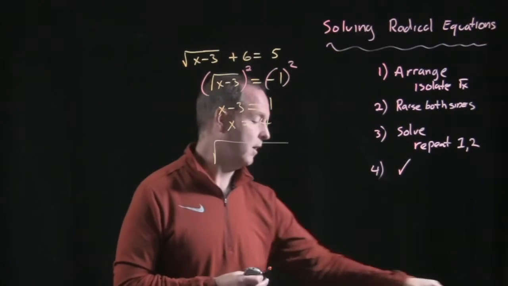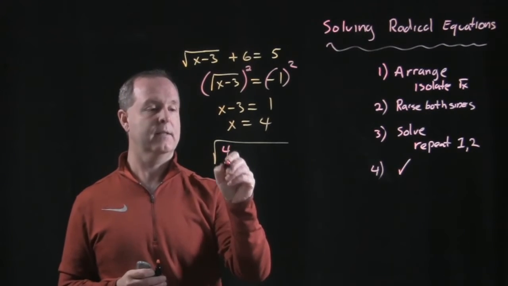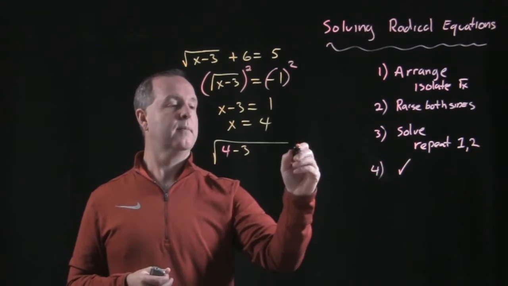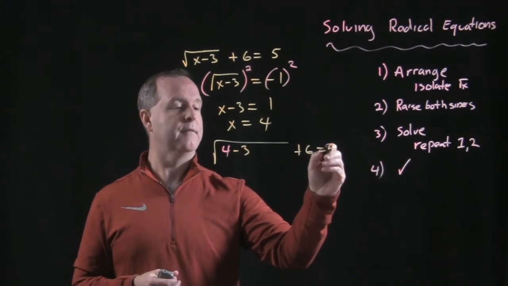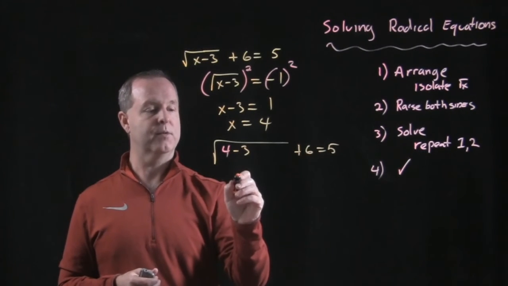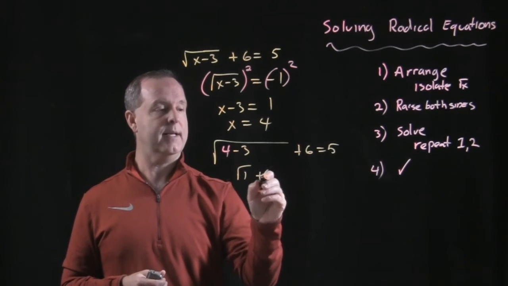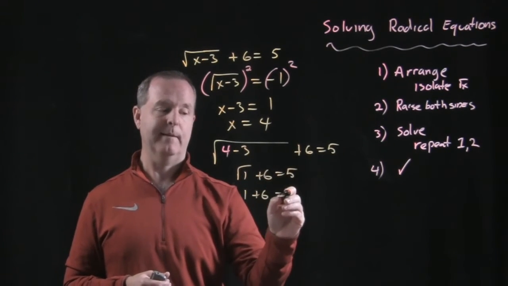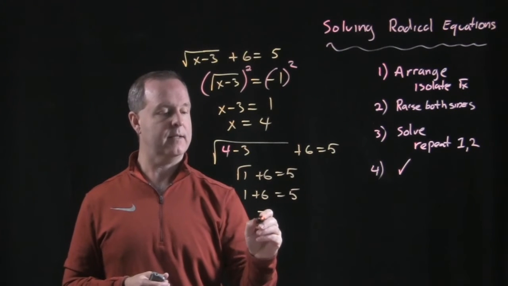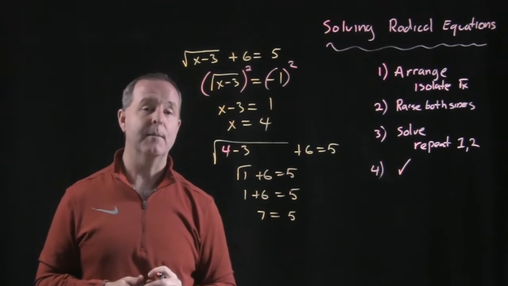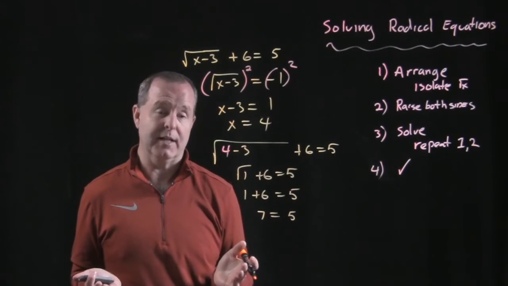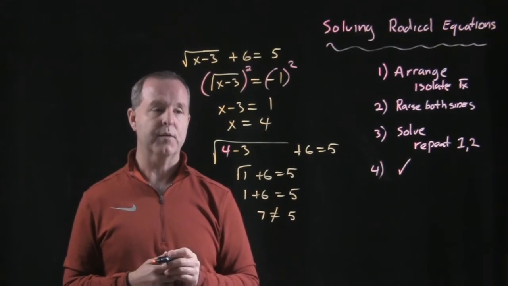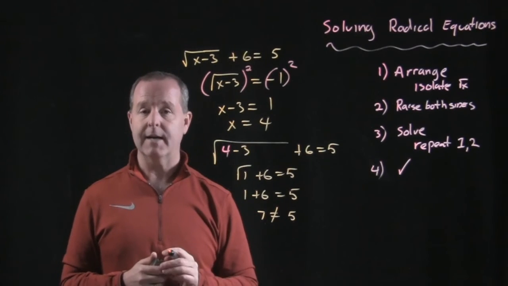So x was 4. Let's put 4 in for x. The square root of 4 minus 3, plus 6, equals 5. This becomes the root of 1 plus 6 equals 5. Root 1 is 1, so 1 plus 6 equals 5. I get to some statement that's untrue, that's false. 7 equals 5? No, 7 doesn't equal 5. So therefore, 4 is not a solution.